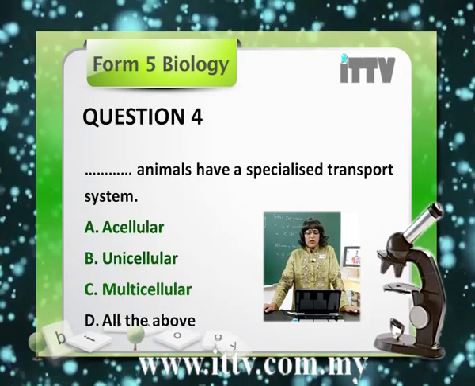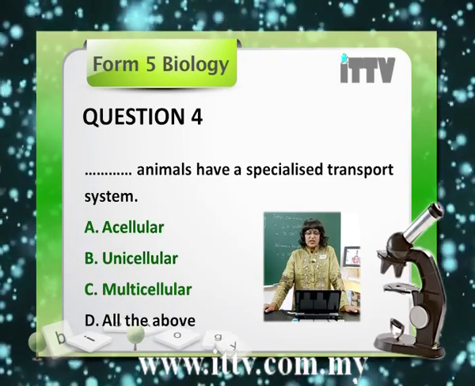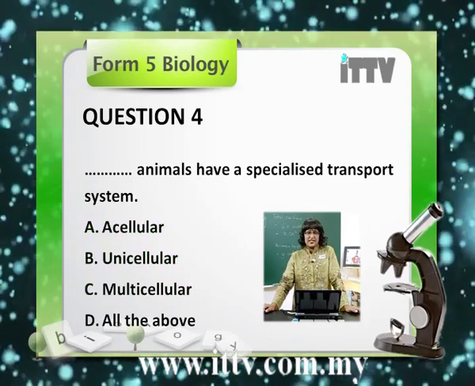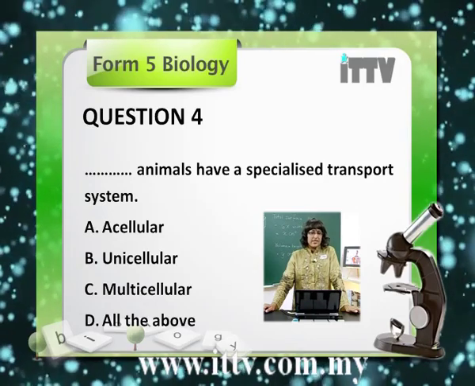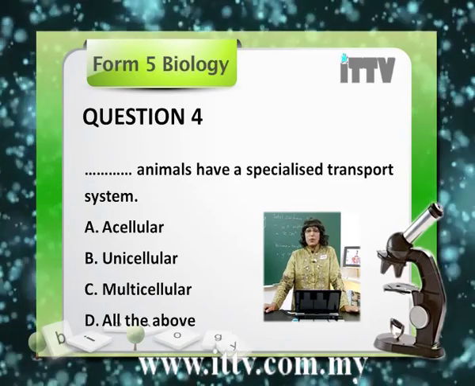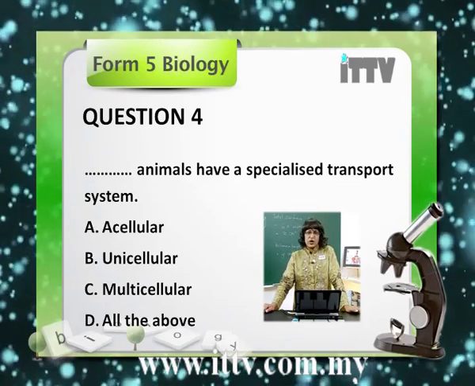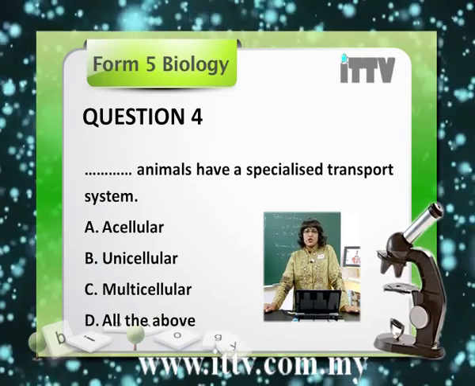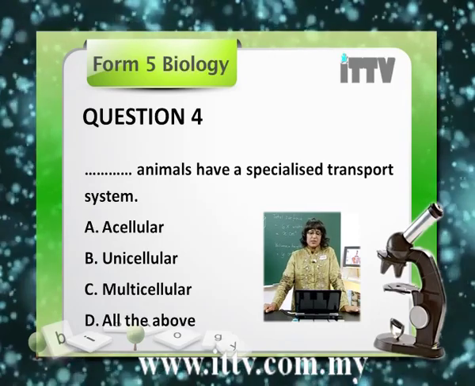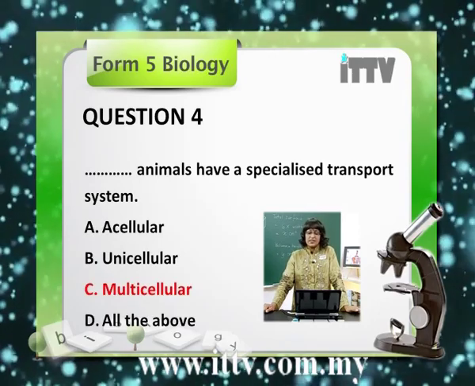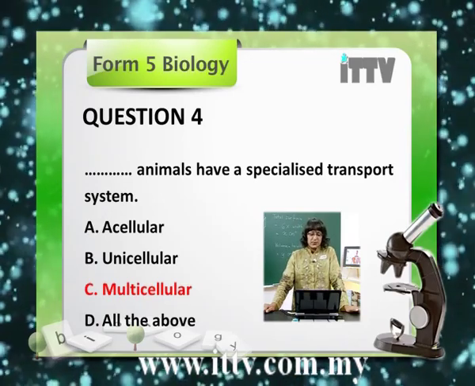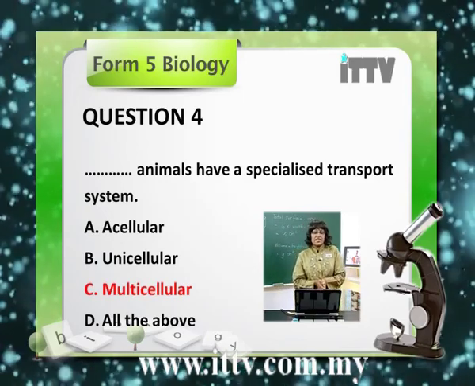Now, which of these three have a specialized transport system? Okay, let me give you a hint. In what kingdom do animals and plants belong? Do they belong to acellular, unicellular, or multicellular? Yes, you have guessed it right. Animals which have a circulatory system and plants with a vascular system are in the category of multicellular organisms. Hence, they have specialized transport system. So the answer is C for this question.